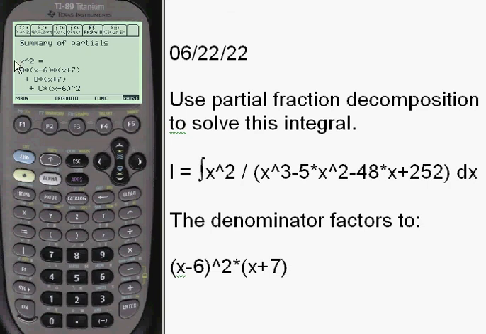So here's a summary of the partials we've just done. And now we've got to expand it to do the problem. We've got to expand the right side. We're going to do this using the FOIL method, F-O-I-L. Remember that in algebra? First times the outside times the inside times the last. And here's what you get. And then you multiply it times A.